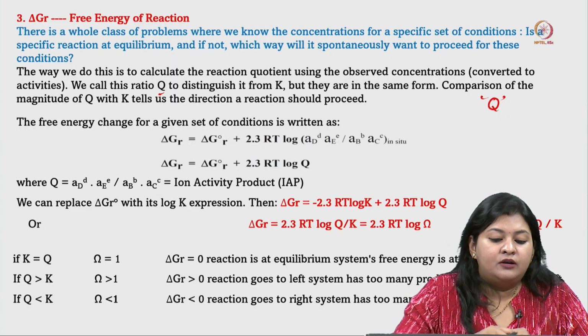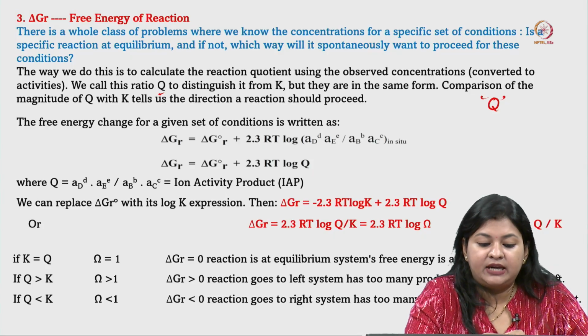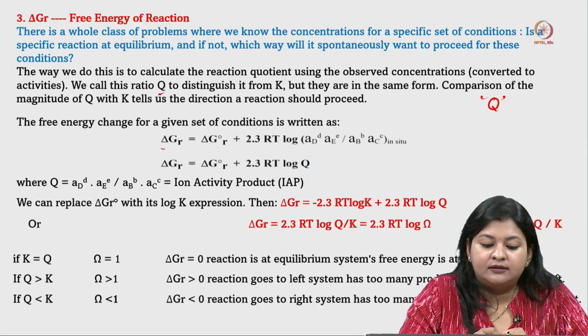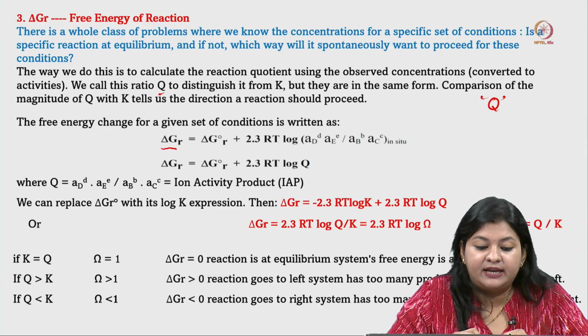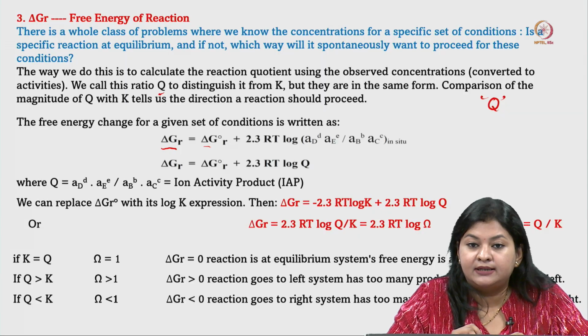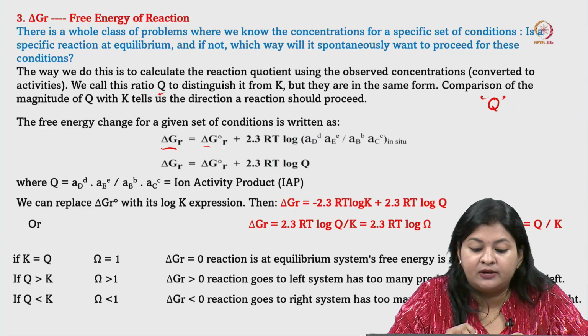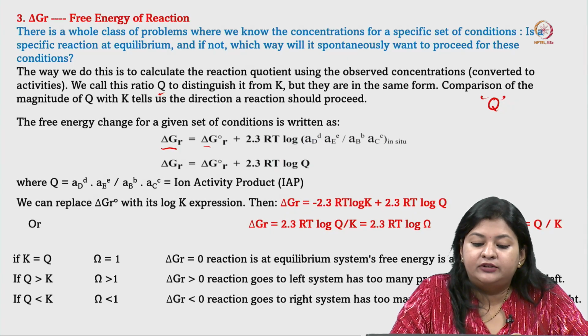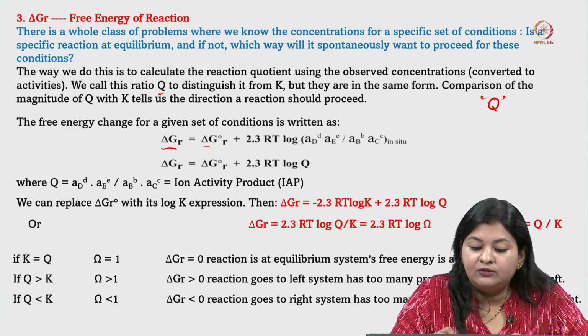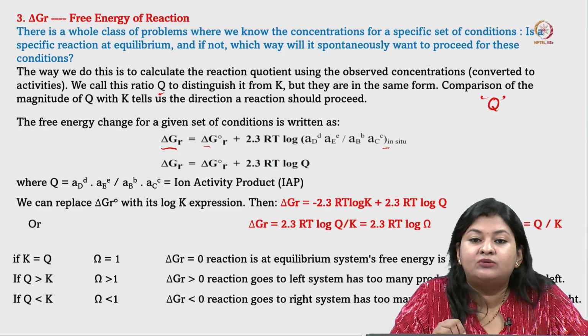So, the free energy change can be written as delta Gr, the free energy of reaction, equal to delta G0 R, that is at standard temperature and pressure, plus 2.3 RT log Q. And what is Q? Q is aD to the power d, aE to the power e divided by aB to the power b and aC to the power c. And what do you mean by in situ? In situ is the in situ conditions.